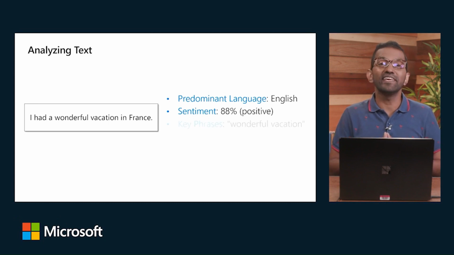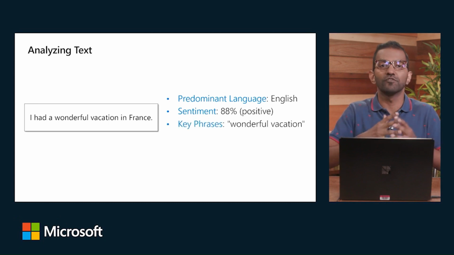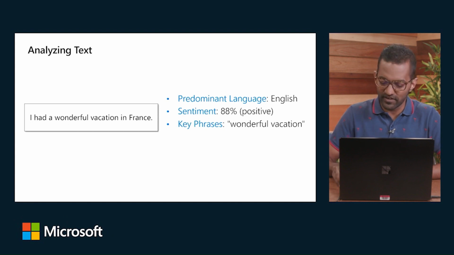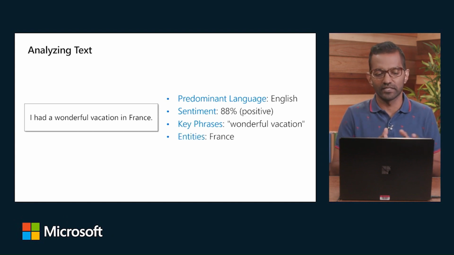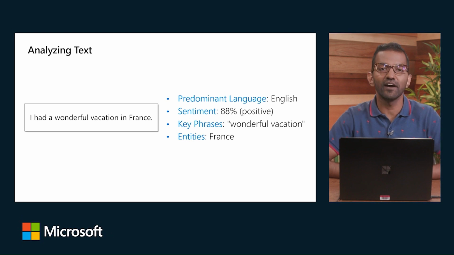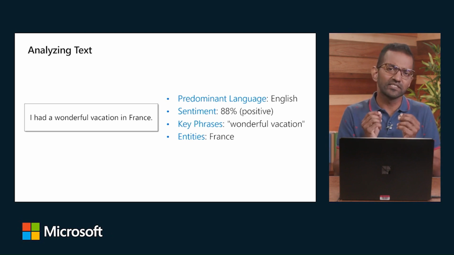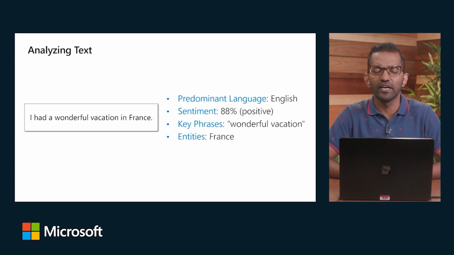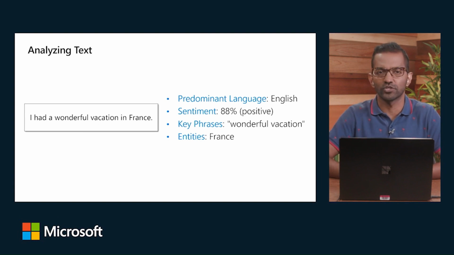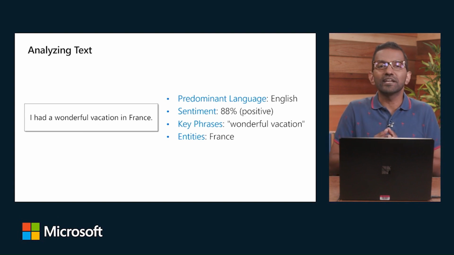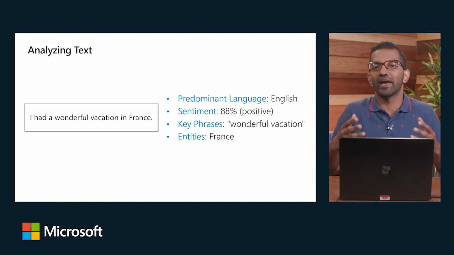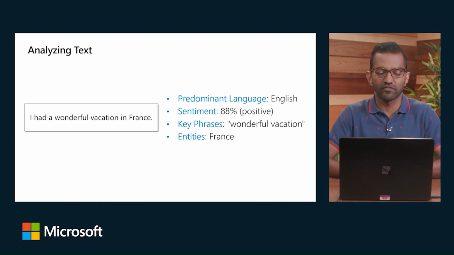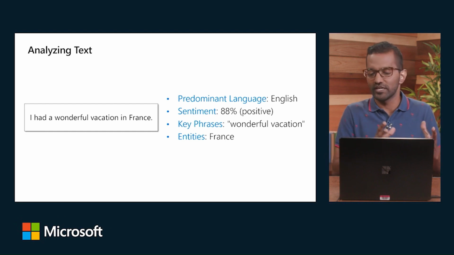Next, we also find key phrases, and the key phrase here is wonderful vacation. And finally, you can pick up entities in the statement. And the entity here is France. This is a very simple example. But imagine if you had to analyze Twitter for mentions of your brand or your company, and you have several thousand comments to analyze. A service like this would greatly speed up the process and help you to analyze your data and harvest the information in a much quicker manner to draw any insight that you need to take future action.